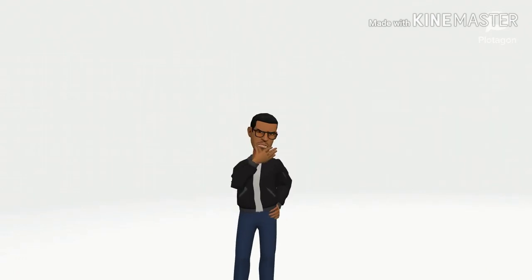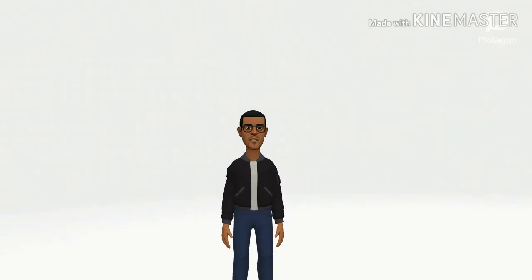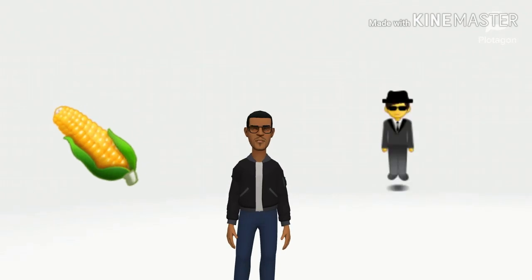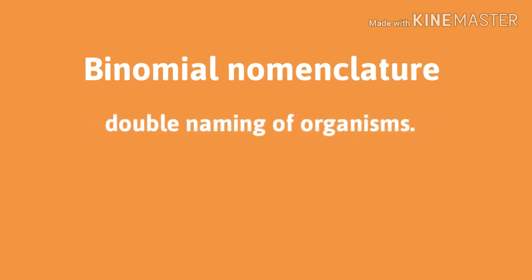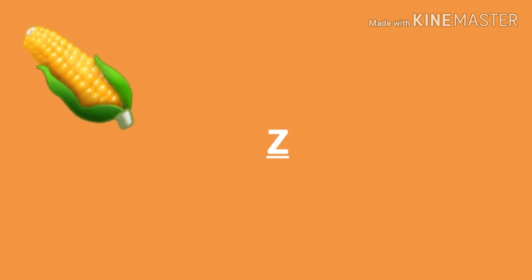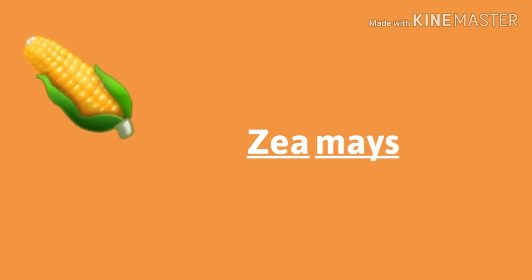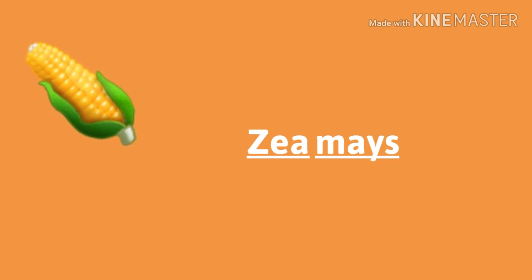Now we'll look at the classification and naming of two organisms, the maize plant and the human. To do this, we will need to look at binomial nomenclature. Binomial nomenclature. This is the double naming of organisms. The name given to the organism is universal, so that in whichever part of the world you are in, the name still remains. For example, the scientific name for maize is Zea mays. The first name belongs to its genus or the generic name, and the second name is the species name or its specific name.